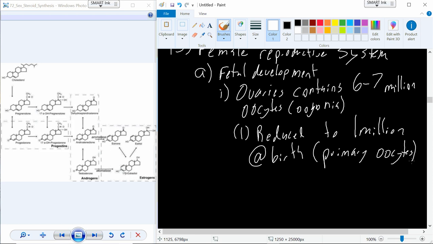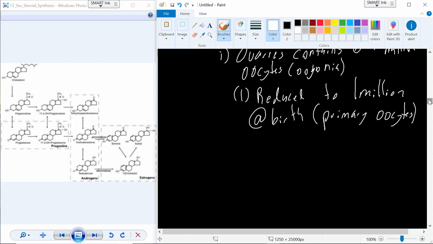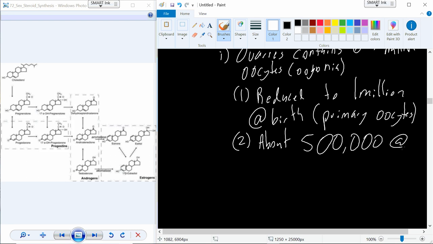Now, these cells are quiescent, and they'll be quiescent until the point of puberty, and during that time, we typically have a loss of about half of these primary oocytes. And again, this is between your two ovaries. And so about 500,000 remain at puberty.